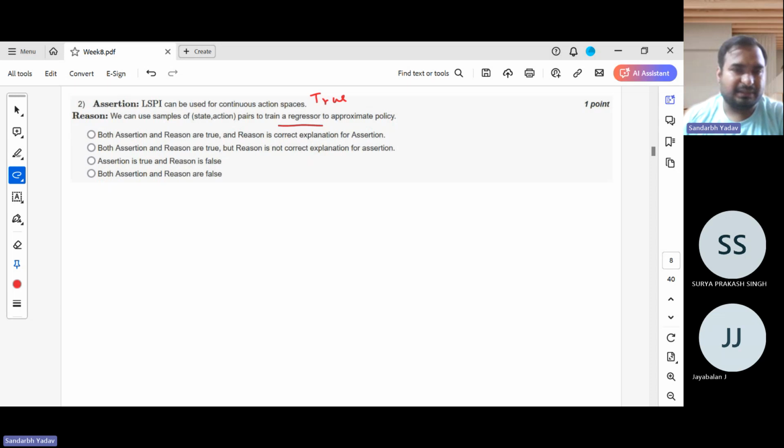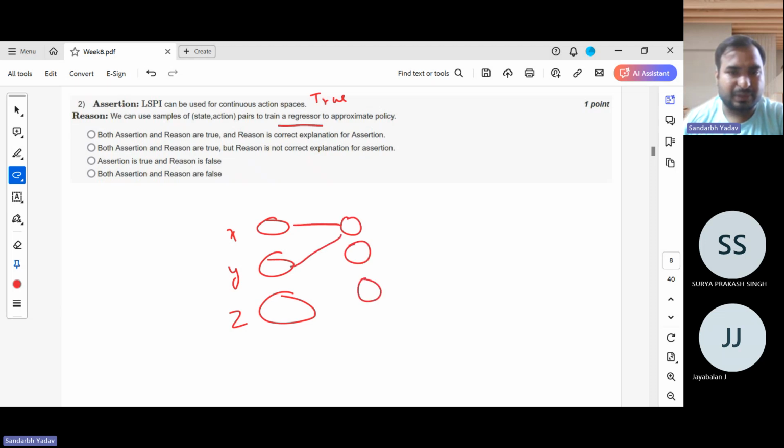We can use samples of state action pairs to train a regressor to approximate the policy. Suppose our regressor is some kind of neural network, and our state features are the state variables, x, y, z coordinates, and in between there are some hidden layers that connect them.